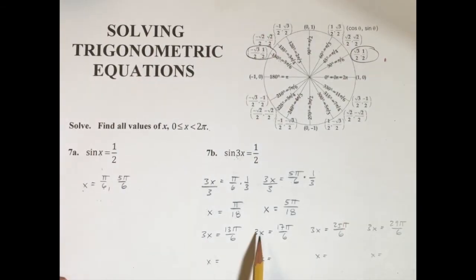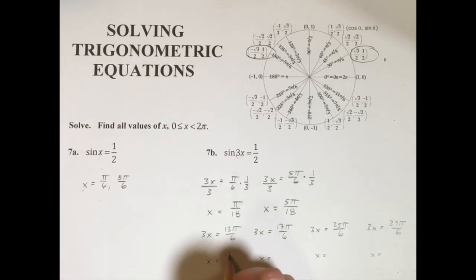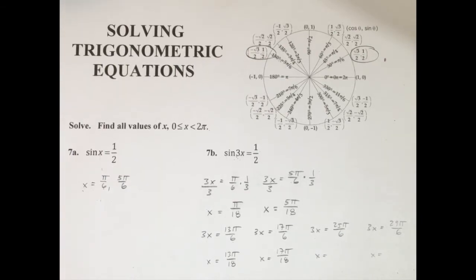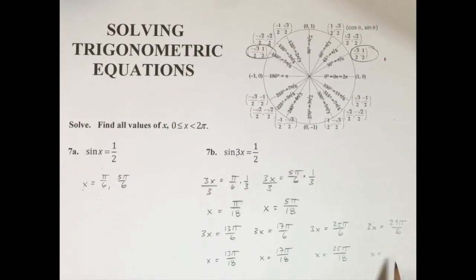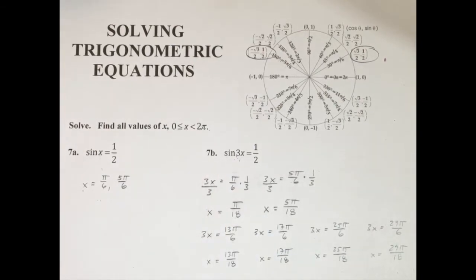And to finish solving all of these, I need to divide by 3 or multiply by 1/3. This will become 13 pi over 18. This will become 17 pi over 18. This is 25 pi over 18. And this is 29 pi over 18. This equation has 6 correct answers.